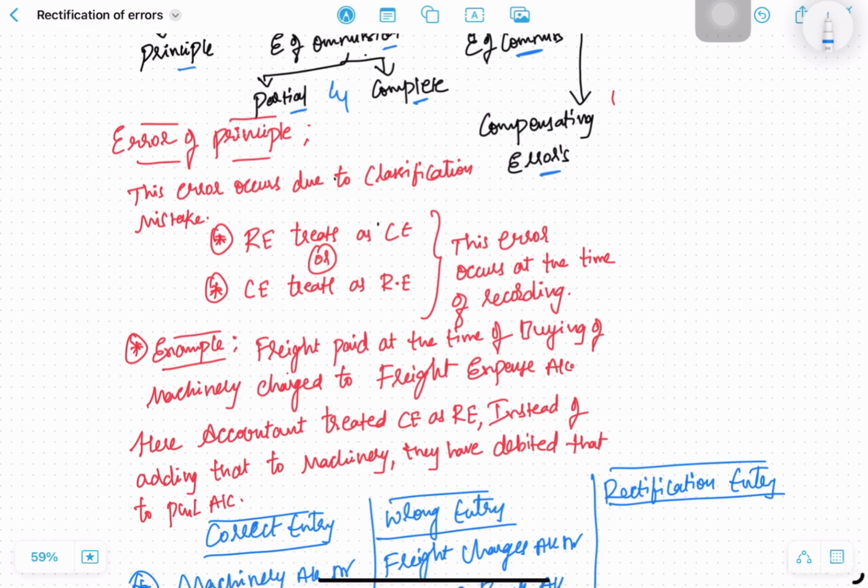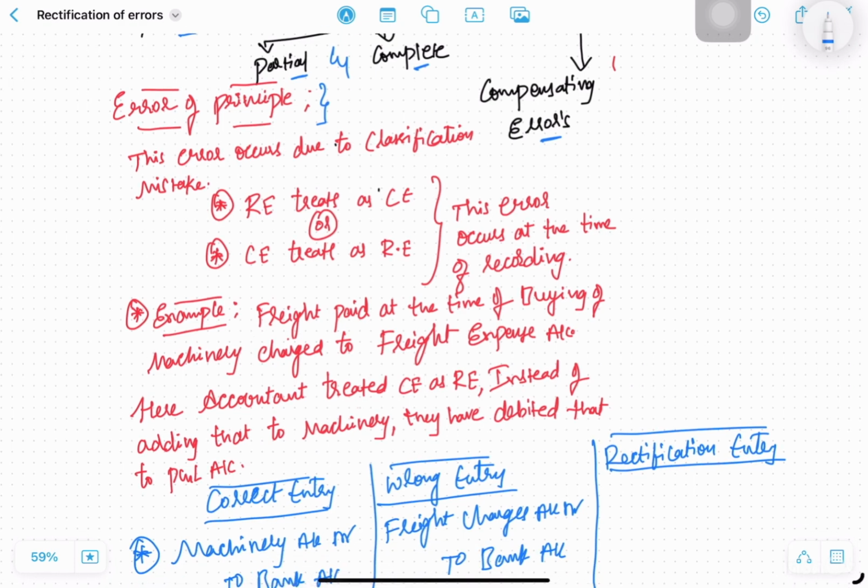Now, let's try to understand error of principle. What is this error of principle? This error occurs due to a classification mistake. And this error occurs at the time of recording. That means only at the time of writing the journal entries, or at the time of recording into subsidiary books, you will get this error. Only at the time of recording of journal entry.